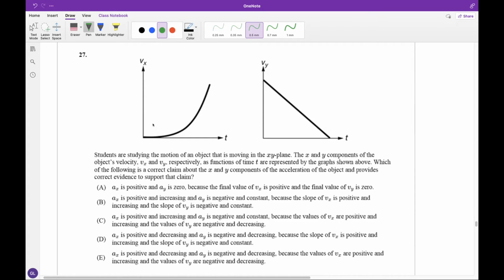So the acceleration here, which is the slope, is 0 initially. A is positive, so A is increasing.